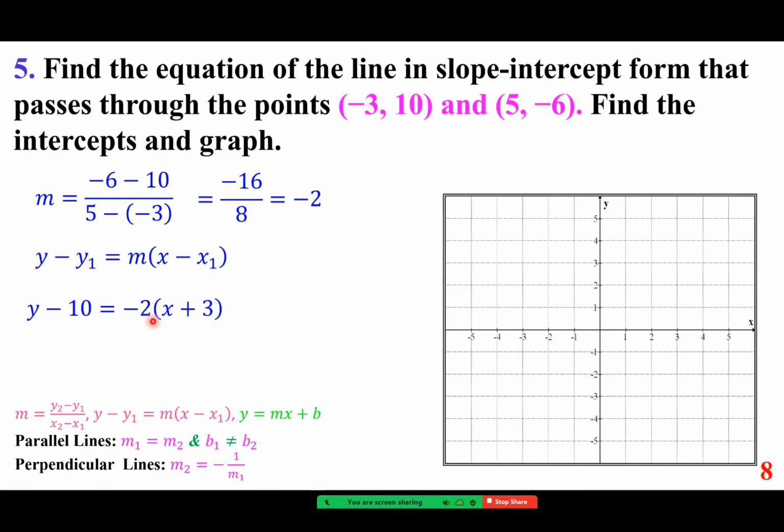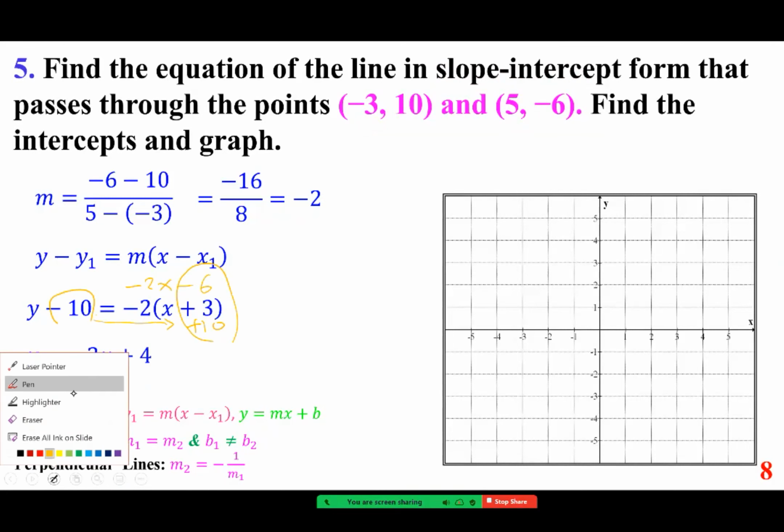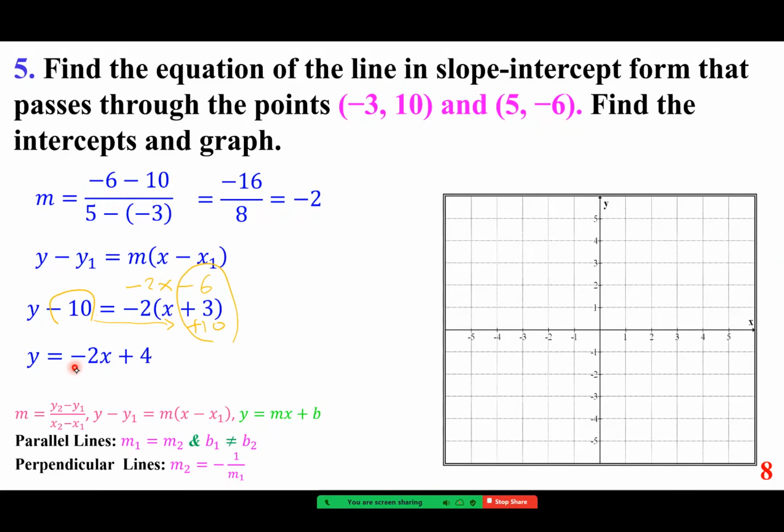So this one is -2x -6. We are going to move this, make it +10. And we end up with -2x plus 4. Before we move on, I want to highly recommend you check your work as follows. We use the first pair to come up with the equation. Now we use the second pair to check.